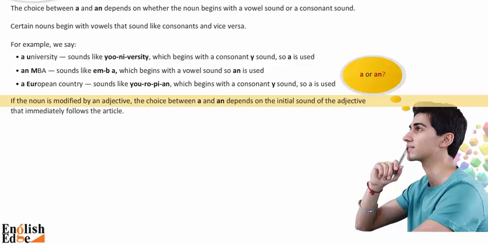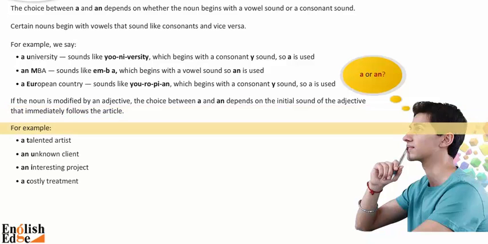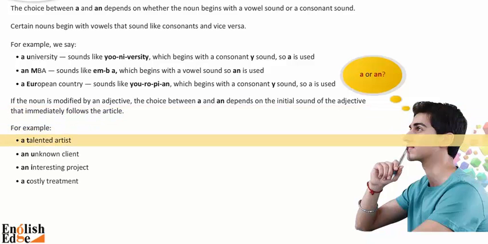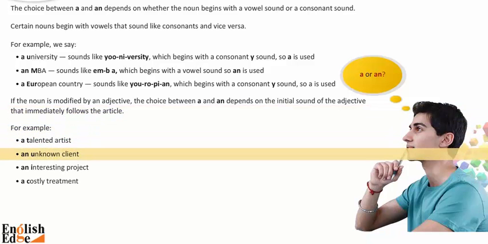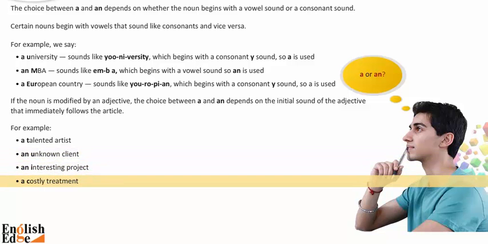If the noun is modified by an adjective, the choice between a and an depends on the initial sound of the adjective that immediately follows the article. For example, a talented artist, an unknown client, an interesting project, a costly treatment.